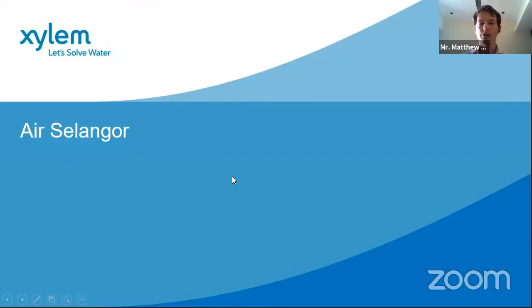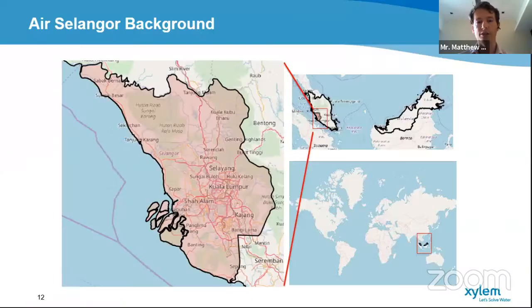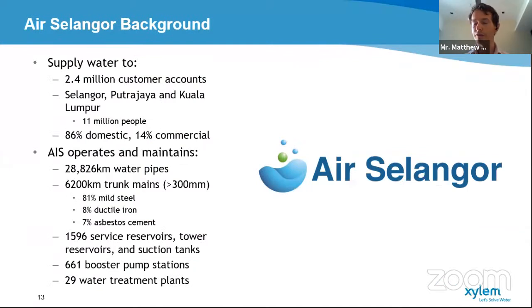So now I'll take you through a little bit on the Selangor angle. With you all being from Malaysia, I would expect you know where Selangor is, so I won't spend too long on this. But as a utility, they're dealing with around 2.4 million customer accounts covering approximately 11 million people, the majority of that being domestic supply. From our point of interest, there are 28 or 29,000 kilometers of pipe, of which 6,200 kilometers are trunk mains, greater than 300 millimeters in diameter.